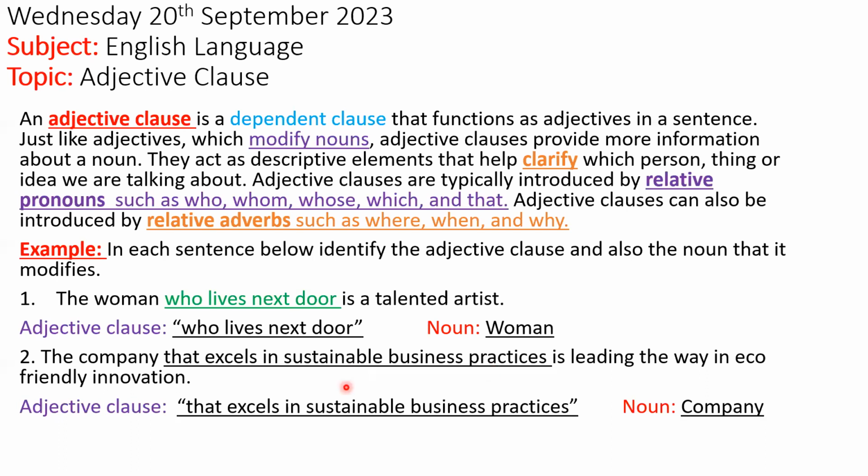Okay, so the adjective clause that excels in sustainable business practices is modifying this noun company, giving us more information about it, telling us that this company is sustainable, it's stable, it's profitable, all right? And so that's what the adjective clause does. That's how an adjective clause can help in a sentence, and that's how you identify it. All right.